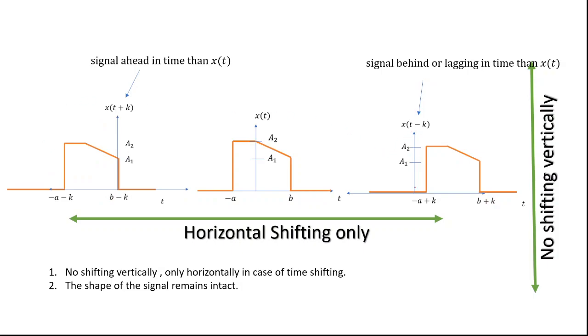And similarly, if we did the forward shifting, the signal shifted by some k units rightward. Now you can see there is only horizontal shifting, there is no vertical shifting. Also, the shape of the signal remains intact, there is no distortion in the shape of the signal.